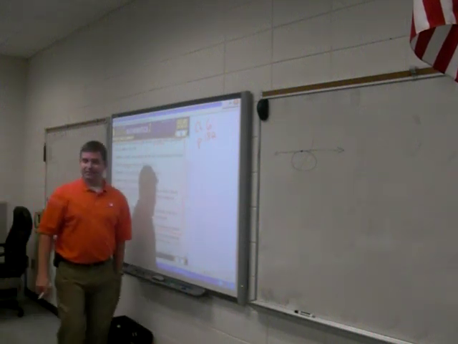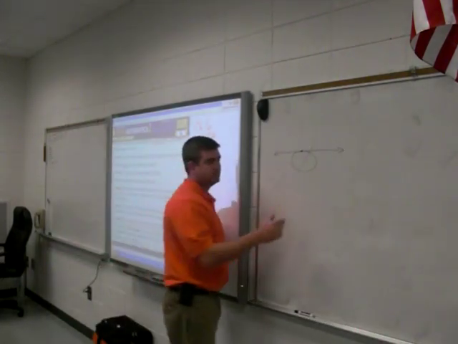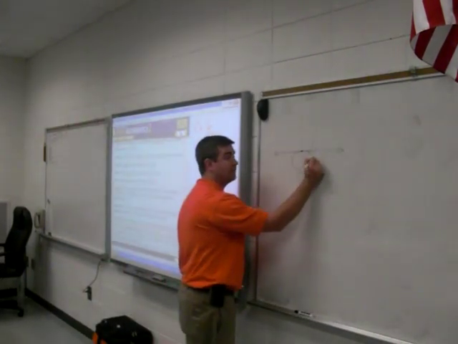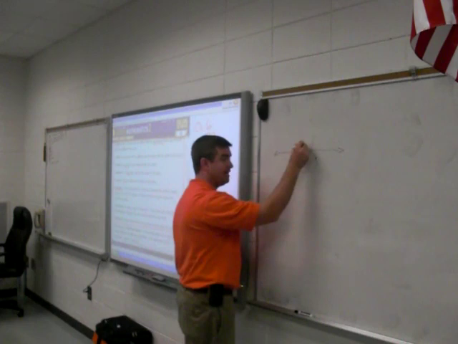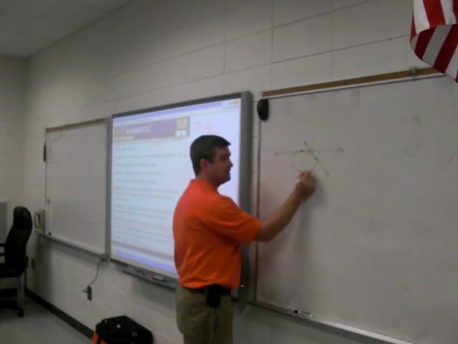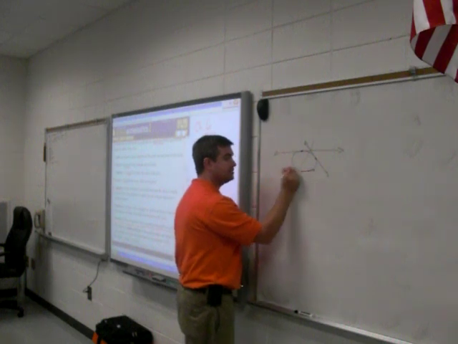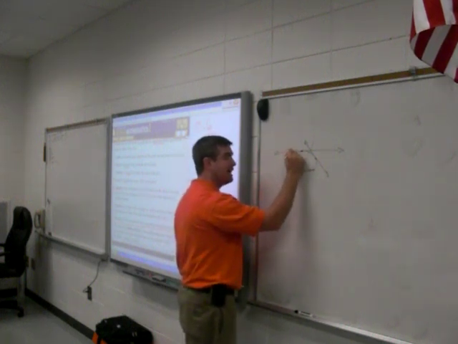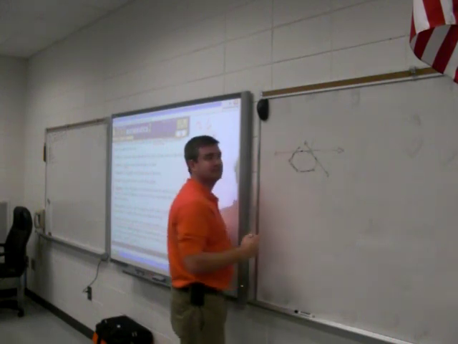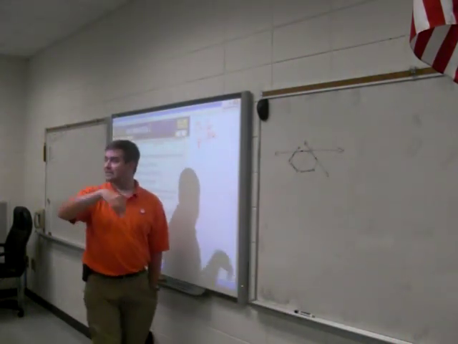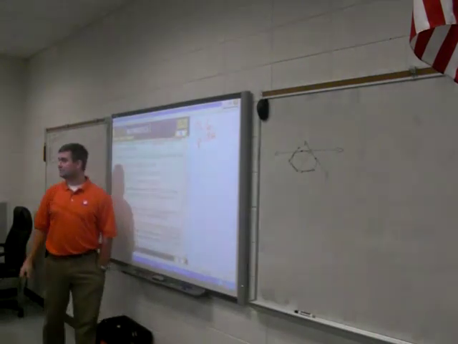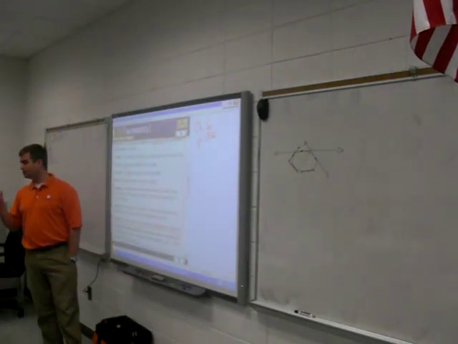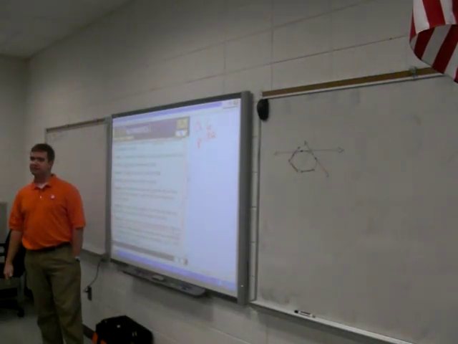How many tangents does a circle have? A lot. How do we say a lot in mathematics? Infinitely many, right? Because I could draw a tangent there. I could draw a tangent here. As many points as a circle has, which is infinitely many points, that's how many tangents it has. Just one circle has infinitely many tangents.